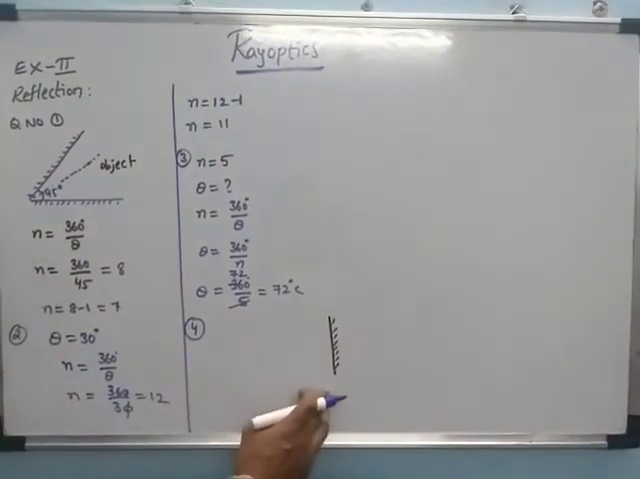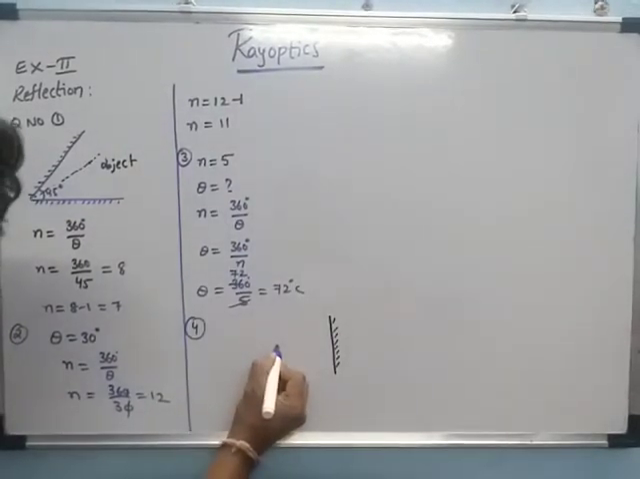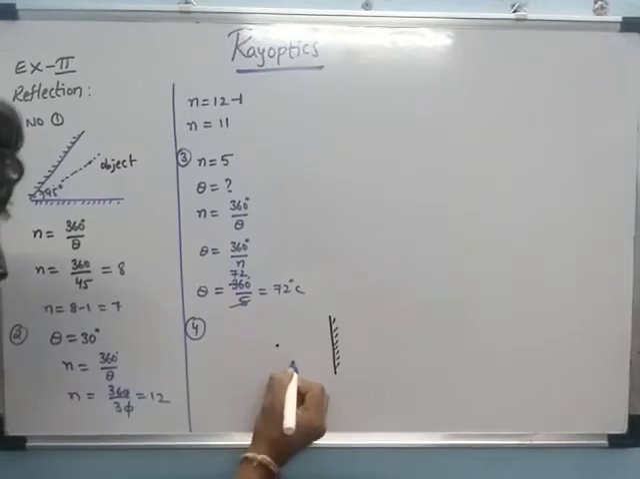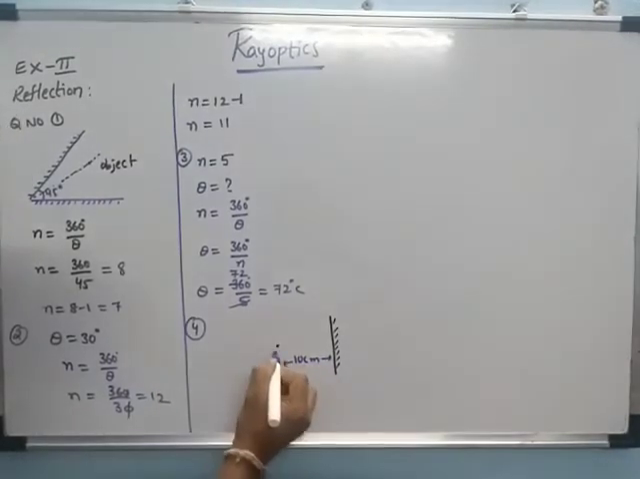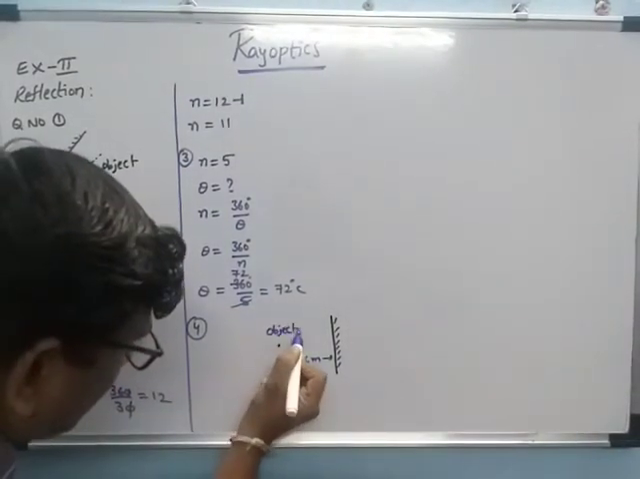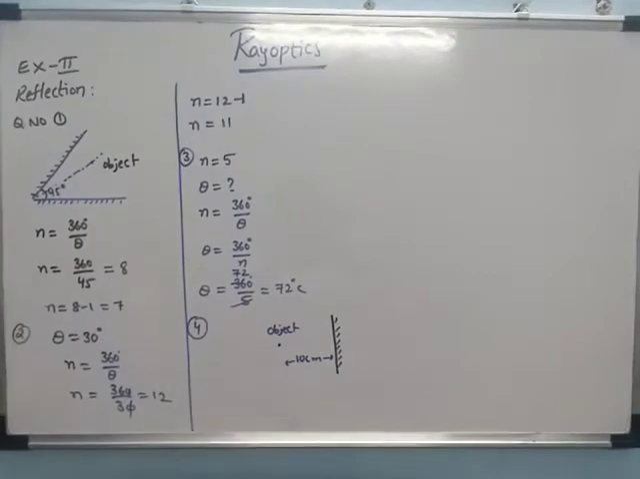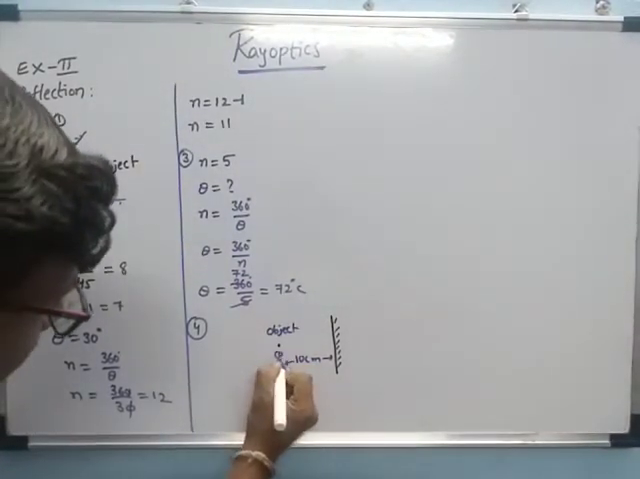Now this is the plane mirror. The object is placed in front of the plane mirror at a distance of 10 centimeters. See, this is the object. It is denoted by the letter O.